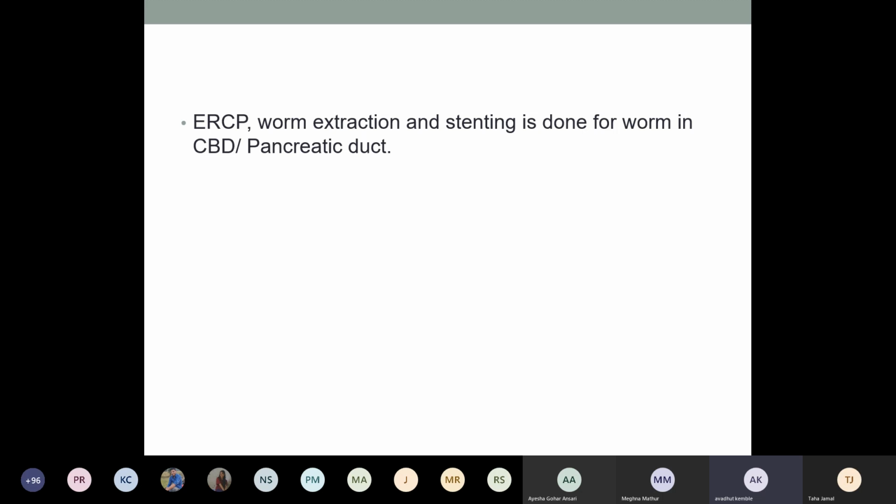Sometimes this worm can migrate into the hepatobiliary system and so on. So, as per the diagnosis, the patient may require ERCP for extraction and stenting of the CBD and pancreatic duct. The worms entering these small ducts immediately die, and if not treated properly, can be converted into calcium sand.